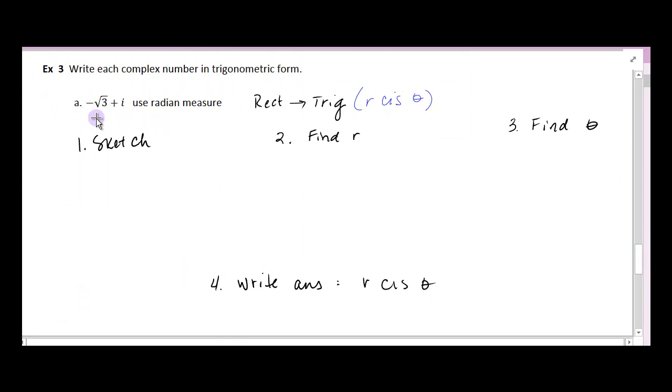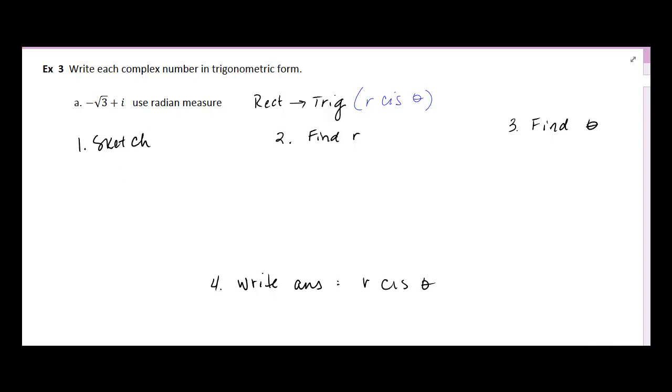So in this first example right here, again, I am converting from the rectangular or complex number into a trig or polar form. And we are going to do that using this complex number, negative square root of 3 plus i. And we know to stop when we get it in this form right here. So since the first thing we're going to do is sketch our graph, let's go make our system.